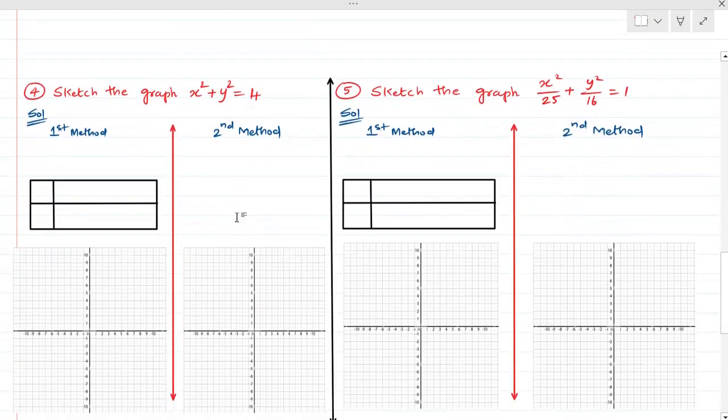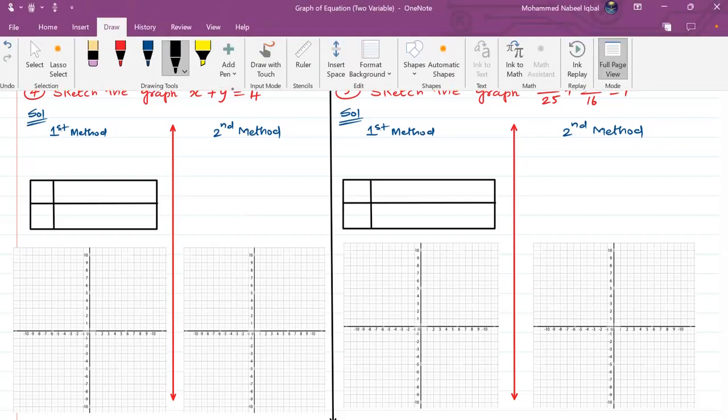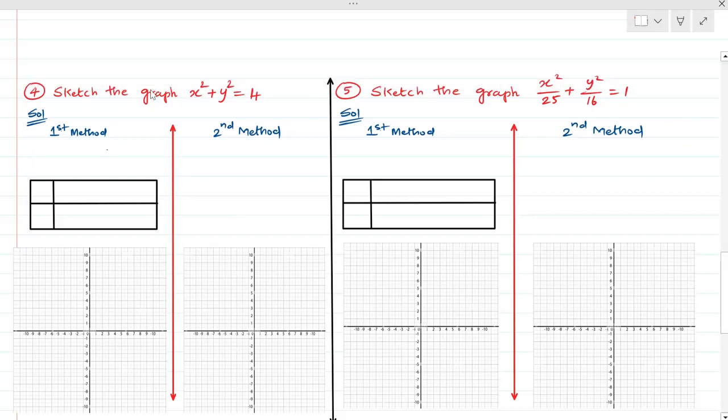Now, the next one. This is using the circle. By seeing the question itself, we can say it's a circle, with both terms squared and the intercept 1. So let us check how to solve this one. First, I write y equal. What is y square equal? 4 minus x square. So y is equal to plus or minus square root of 4 minus x square.